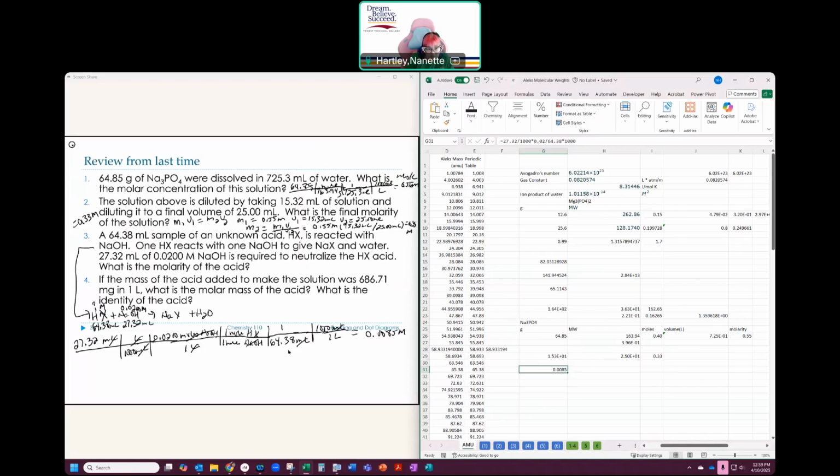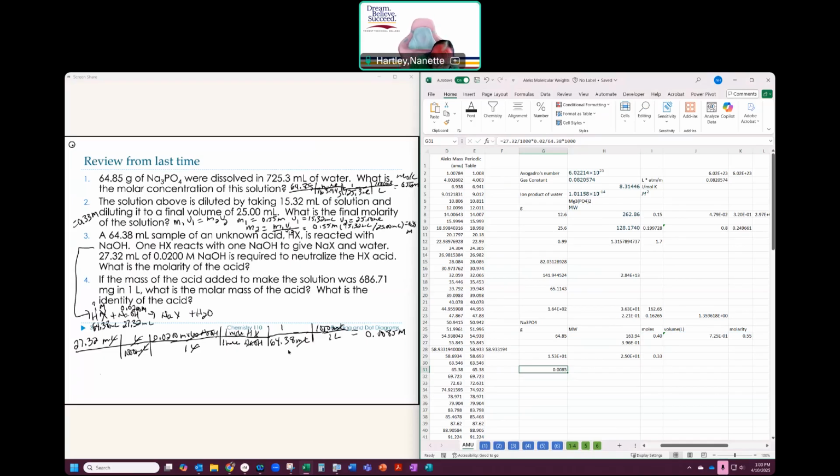Now, if the mass of the acid added to make the solution was 686.71 milligrams in 1 liter, what is the molar mass of the acid? Okay, that's the first thing. So I know that this was 0.0085 moles per liter, right? So I know how many moles this was. And I know it's a 1 liter solution, right? So if I know it's a 1 liter solution, then I know how many moles it is.